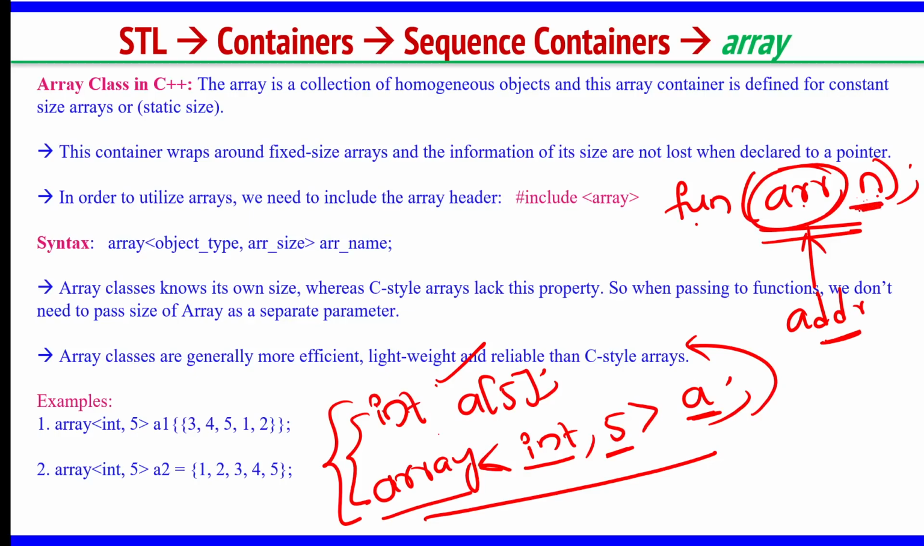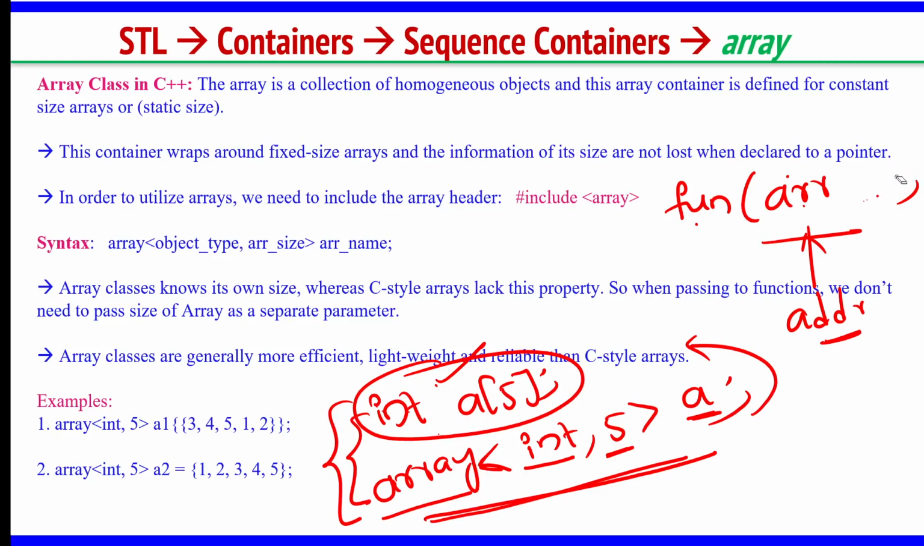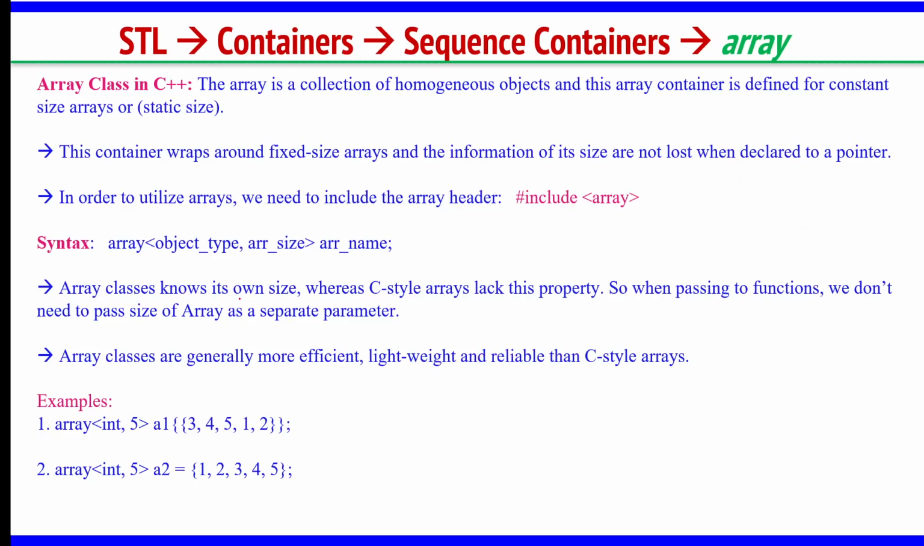For that we have to pass two arguments, the array and its number of elements, for this declaration. Whereas when you declare an array as an STL class, you need not pass this n, as that is automatically calculated. It has that inbuilt value 5. That is the one difference between these two. So, array classes know their own size, whereas C language style arrays lack this property. So, when passing to functions, we do not need to pass the size of the array for this STL.